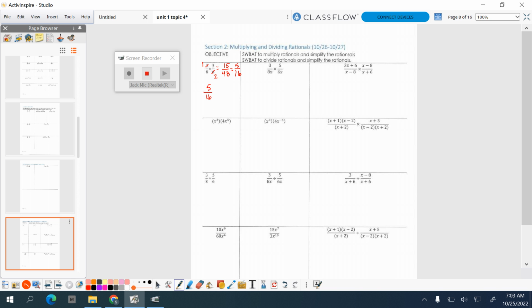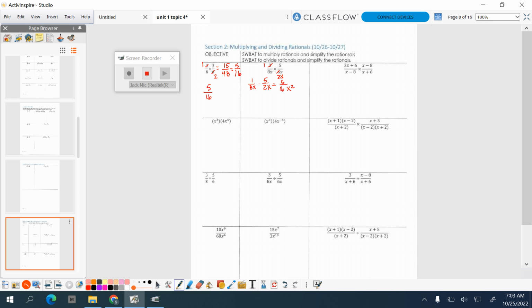So over here, what I could do is divide out that 3 and divide out, and I'm left with 2x's right here. So if I rewrite that, I have 1 over 8x times 5 over 2x. I get 1 times 5 is 5 over 16, and x times x is just x squared. Let's look at the next one.